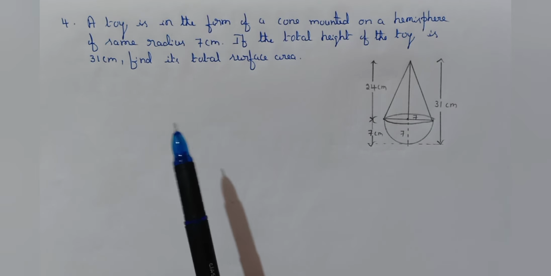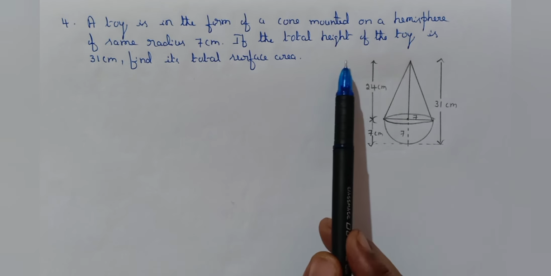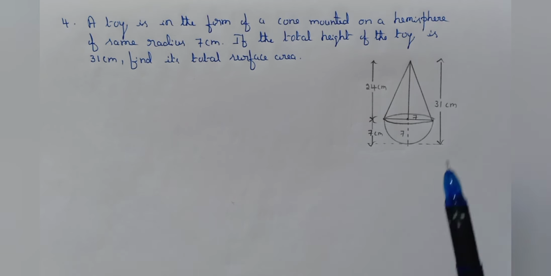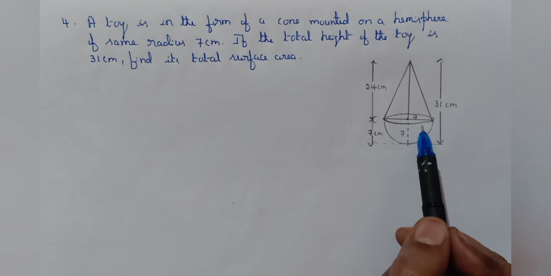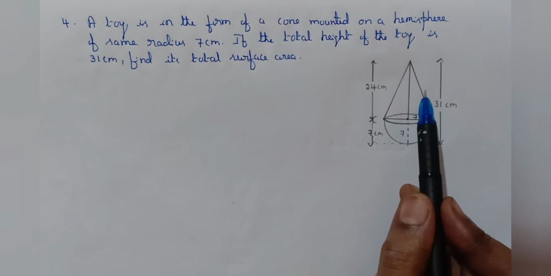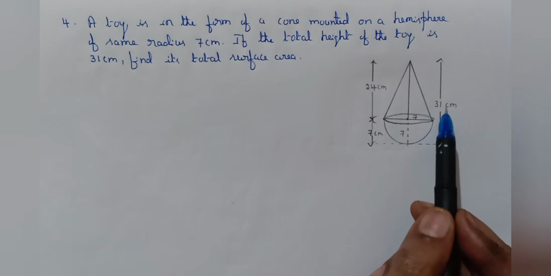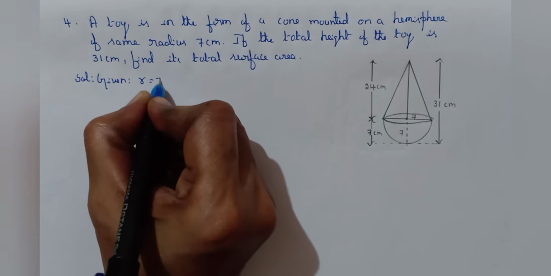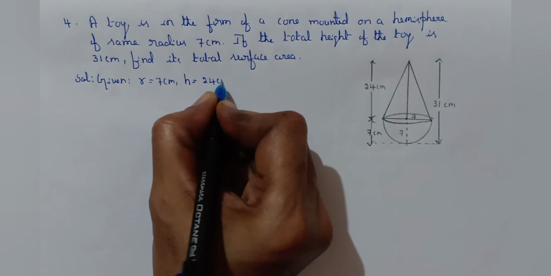Next question. A toy is in the form of a cone mounted on a hemisphere of the same radius 7 centimeter. If the total height of the toy is 31 centimeter, find its total surface area. Here, the toy is in the form of a cone mounted on a hemisphere. The radius of the hemisphere is given as 7 centimeter and the total height of the toy is 31 centimeter. So, the height of the cone is 31 minus 7, 24 centimeter. The radius is 7 centimeter and the height of the cone is 24 centimeter.